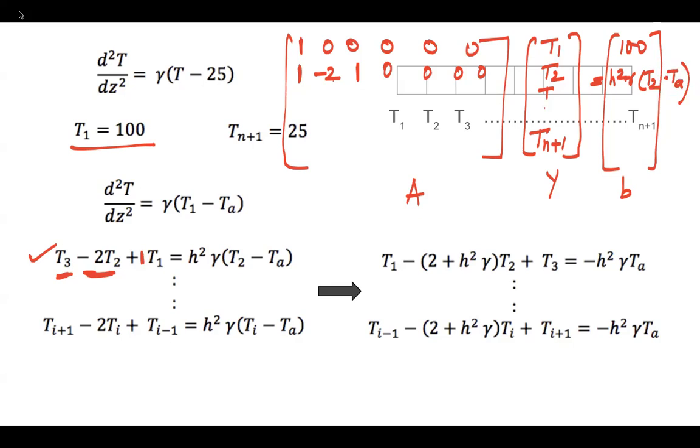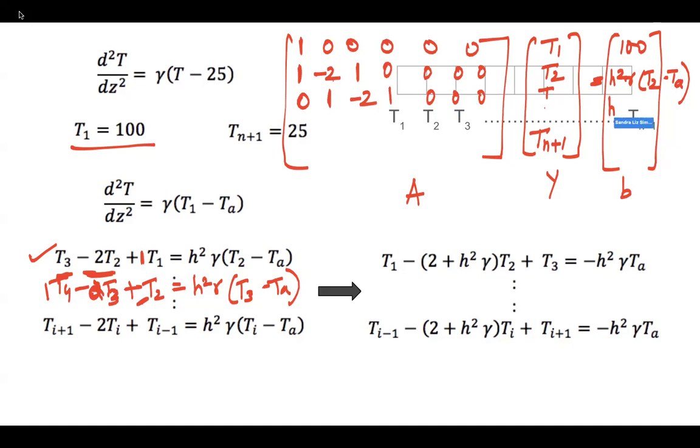And next, if you're writing the T3 equation, I'll write one more equation just for understanding. It will be T2 minus 2T3 plus T4 equal to h square gamma T3 minus Ta. So how will you enter this? You don't have T1 here, so this will be 0. T2 you have, so the coefficient is 1 here. T3 the coefficient is again minus 2. T4 the coefficient is 1 here. And the rest are all zeros. And what will you have here? You'll again have h square gamma T3 minus Ta.